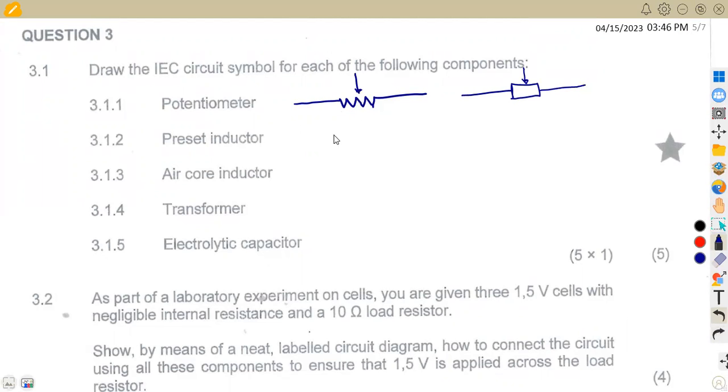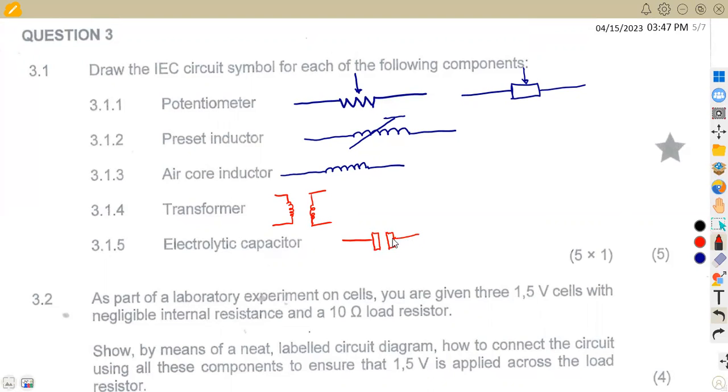A preset inductor. From your normal inductor, remember your inductor, you're going to have something of this nature. Then for it to be a preset, you're going to have it this way. That's a preset inductor. All right, an air-core inductor. That's a normal inductor that you're just used to, just normal coils like this. Then a transformer. You can have it in different ways depending on how you want to present it. You can even present it this way, a simple circuit like that. That's a transformer. Then an electrolytic capacitor. We are supposed to show the polarities of this capacitor, so you can have it this way. This can be our positive and this will be the negative. So that was just having the symbol for each.